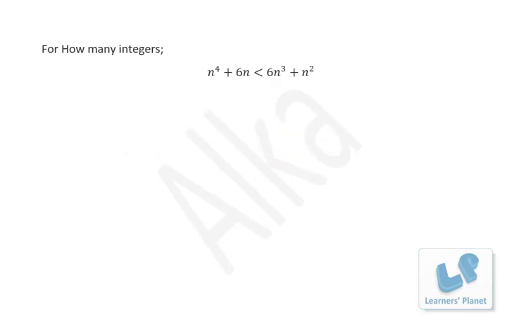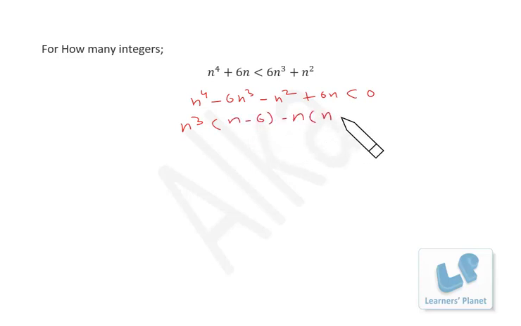Now the same type of problem has been asked in a bit different manner. For how many integers n raised to 4 plus 6n is less than 6n cube plus n square? So what is the first step? You just rearrange all the terms and take all the terms on left hand side. So n4 minus 6n cube minus n square plus 6n, and it should be less than 0. So I can take n cube as common. So here it is n minus 6. Then minus n as common, then I'll have n minus 6, and that is less than 0.